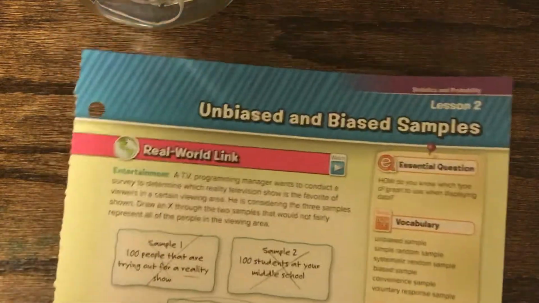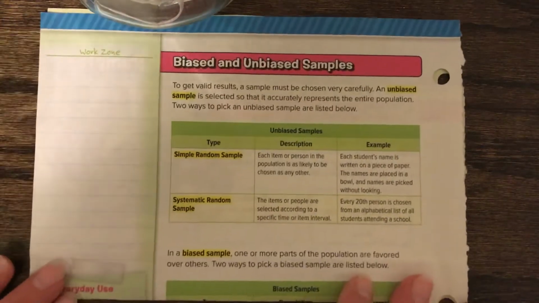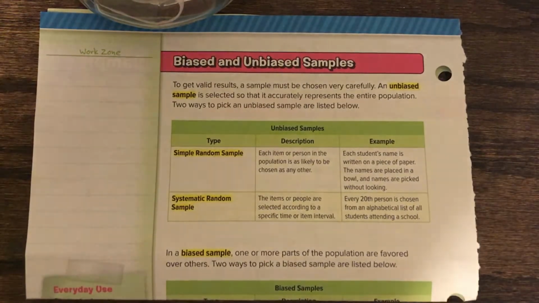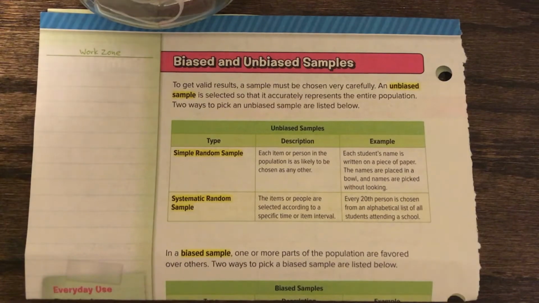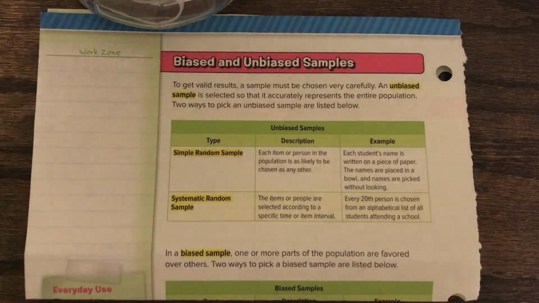All right, so what you're going to do today is you're going to be given situations, and then you're going to need to decide what type of sample is taken. Unbiased samples are a good thing. It means that you should get accurate results from that.